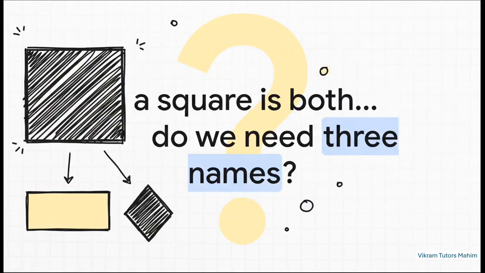Which leaves us with one final thought. If a square really is a type of rectangle, and it's a type of rhombus, why do we even bother having 3 different names? Well, it's a good reminder that in math, just like in life, sometimes being more specific helps you describe the world in a much more powerful way.